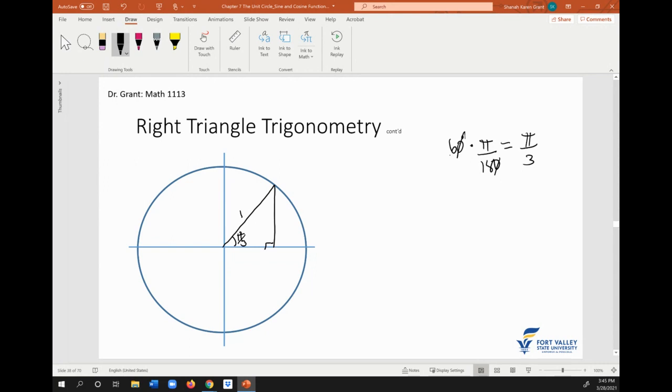Okay, this is my right angle. So now if this is 90, this is 60, then that means this must be 30 degrees. And so 30 degrees times pi over 180 will give me the radians here. So this is pi over 6. Okay, so these are my angles.